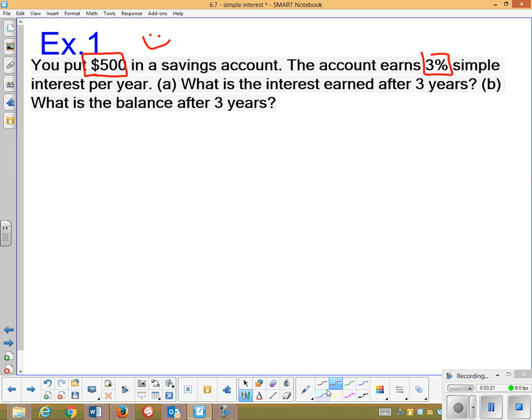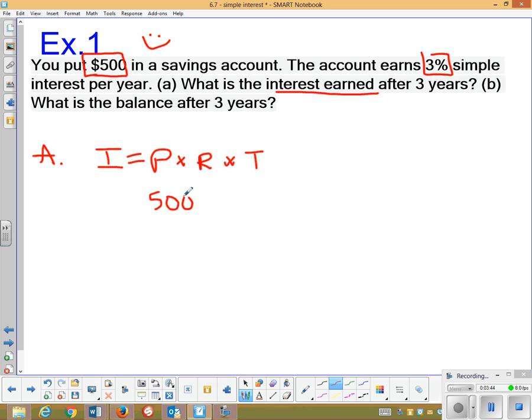So we're going to do two things. For A, we have to find the interest earned. To find the interest earned, we're going to use the following formula. I equals P times R times T. All we need to do is fill in the information that they gave us. The 500 represents the principal, the amount you put in. So that's for the P.